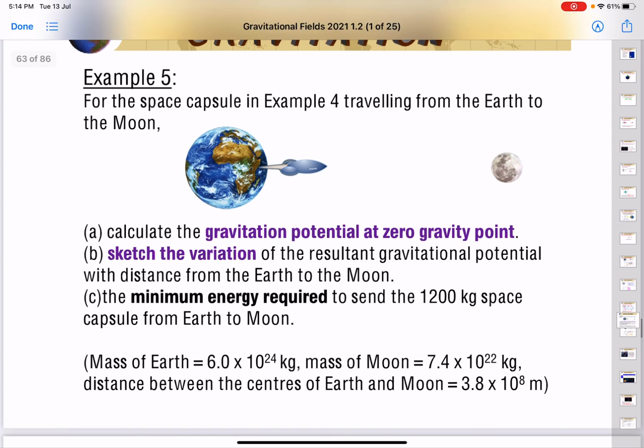Take a look at example 5. You have a spaceship that goes from Earth to Moon, and we need to calculate the gravitational potential at the zero gravity point. And in part B, we have to sketch the variation of the gravitational potential, and in part C, to find the minimum energy required to send the spaceship from Earth to Moon.